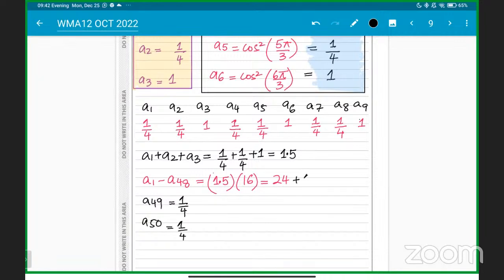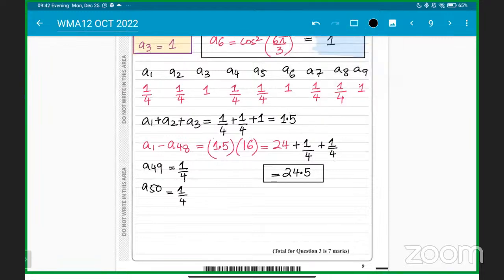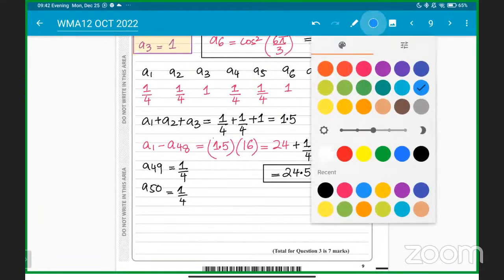So you can just add 49th term, 1 over 4, plus 50th term, 1 over 4. So it will become 24.5. So this is the sum of the 50 terms, 24.5. This is the answer for this one, for the cos square.